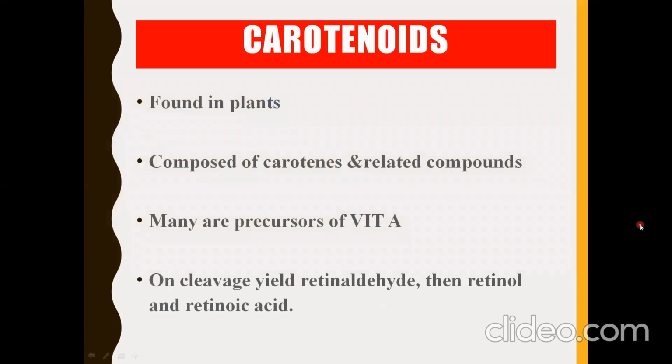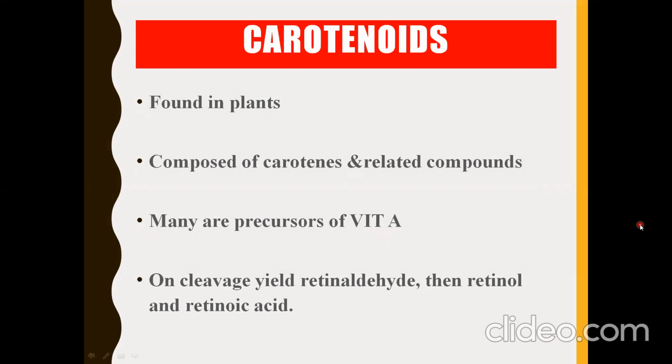Till now, we have seen about the retinoids. Next, we'll see about the carotenoids. So there are two groups of compounds which possess vitamin A activity, right? One is the retinoids. The second one is the carotenoids. These carotenoids are found in the plants. They are composed of carotenes and related components. They are present as a provitamin form. It is considered to be a precursor form of vitamin A.